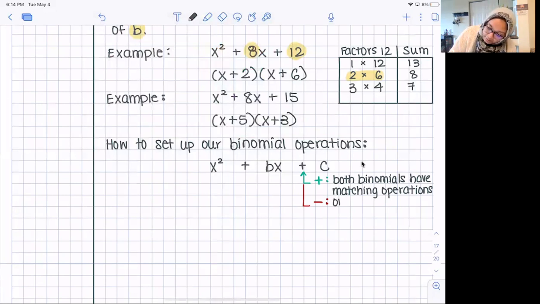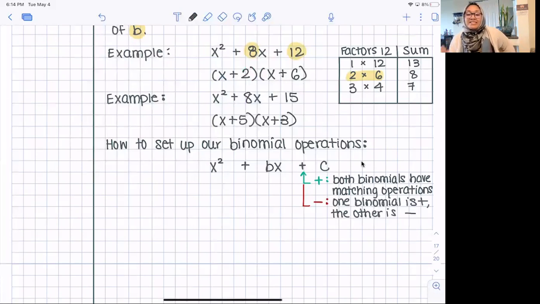one binomial is adding and the other is subtracting. So basically, if it's minus, that means they have different operations. One binomial is adding, one binomial is subtracting, which means they have different operations.